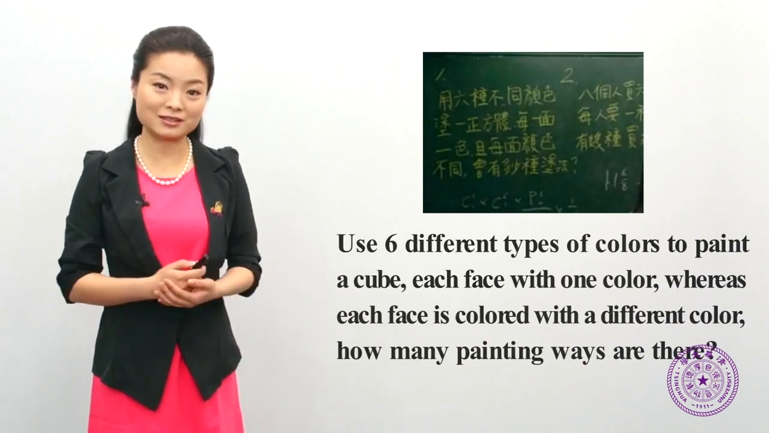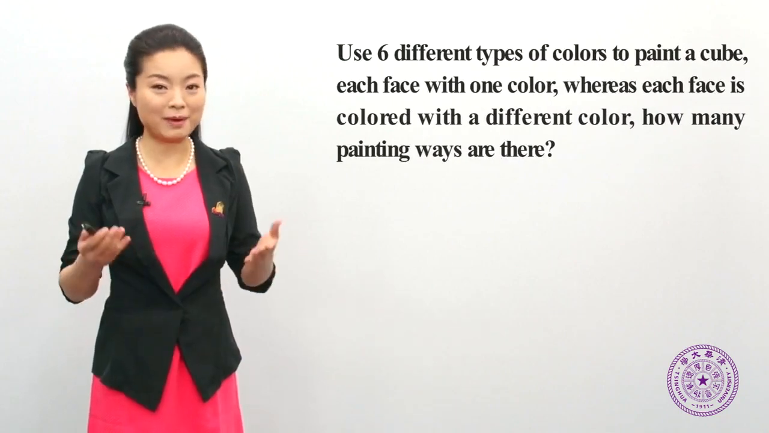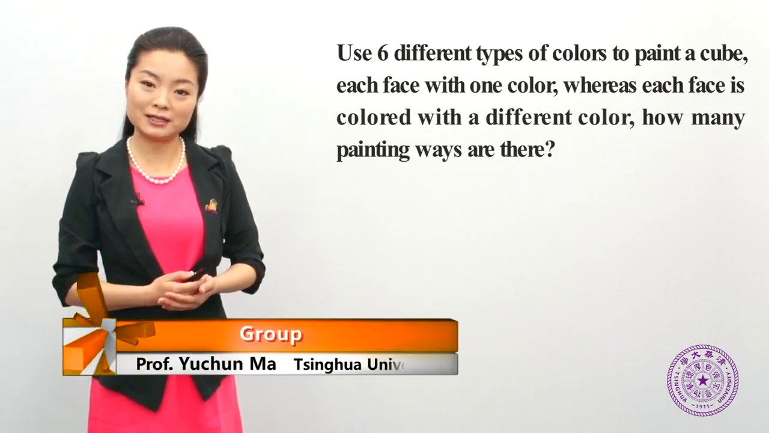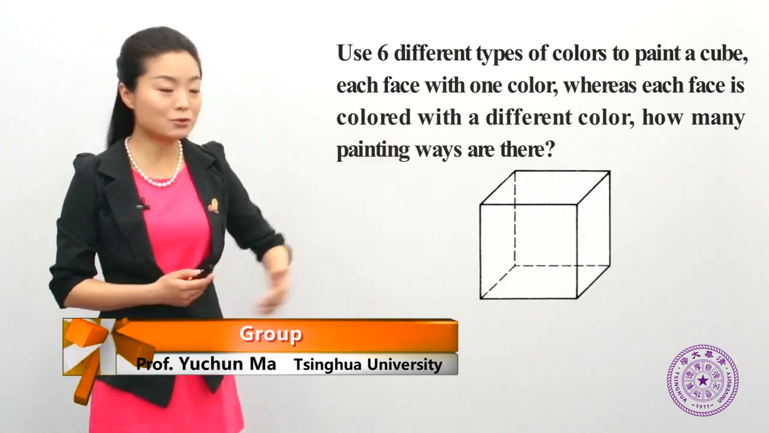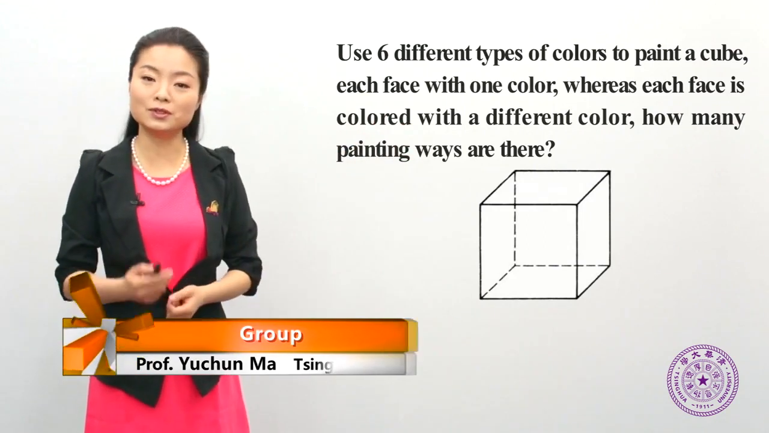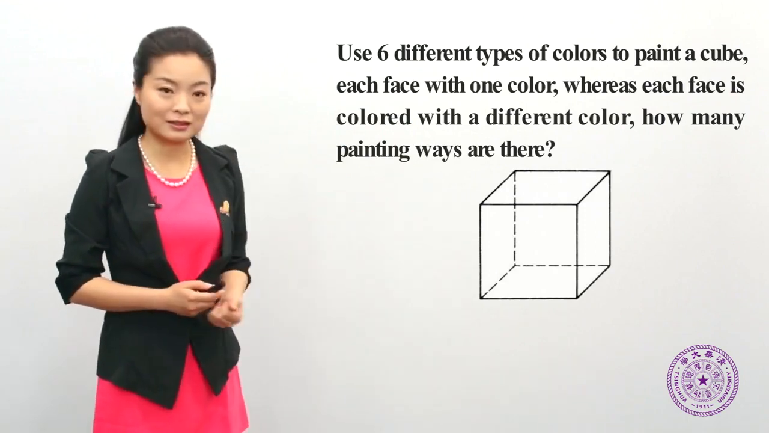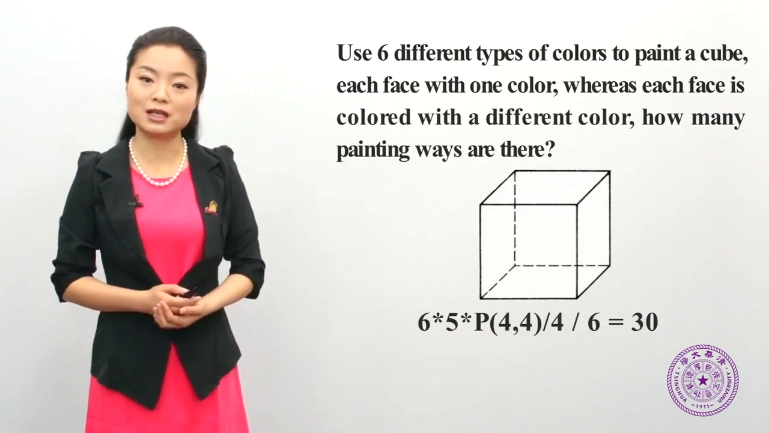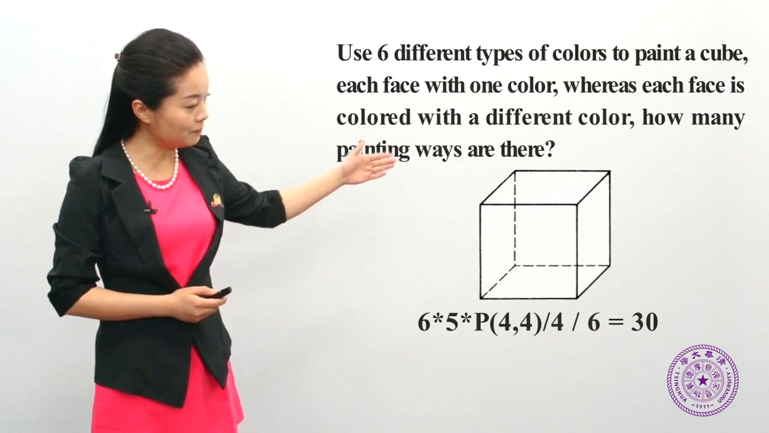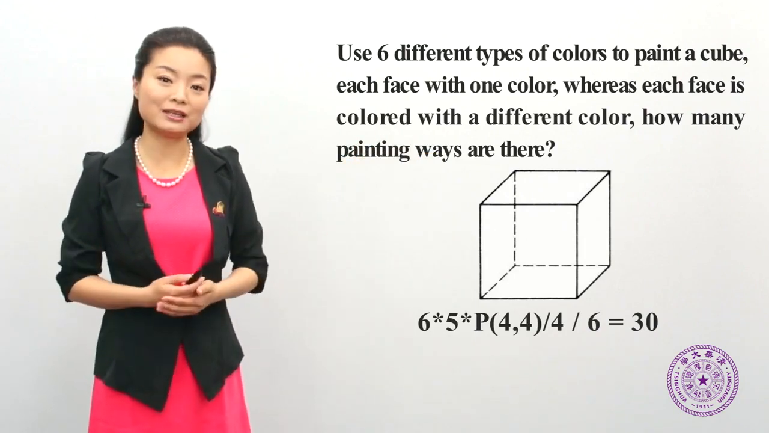I think all of you have thought about this question. What's the answer? Actually, we just need to use basic combination and permutation to calculate this. Let's say we fix the position of this cube. Then its topmost surface has 6 choices. Its corresponding bottommost surface, because we have used up one color, has the remaining 5 colors. And after finishing up the remaining 4 faces, they make up a ring.